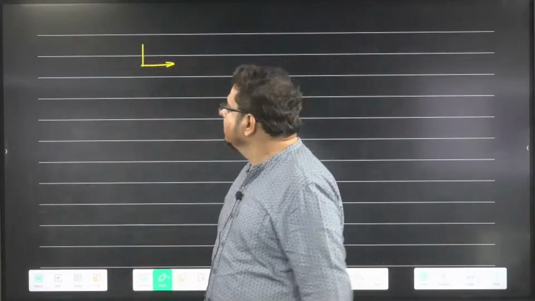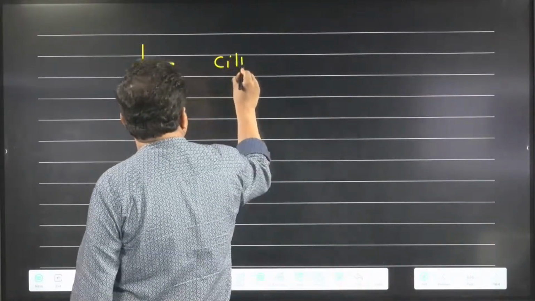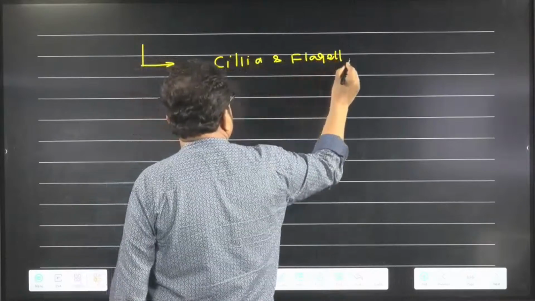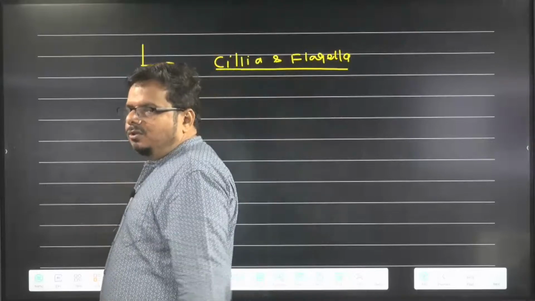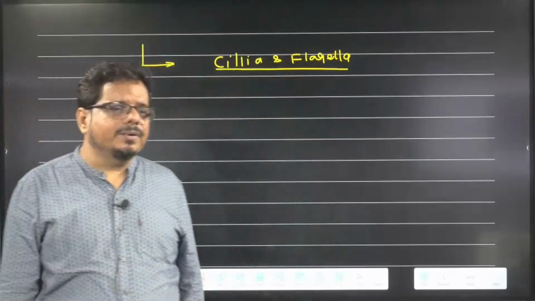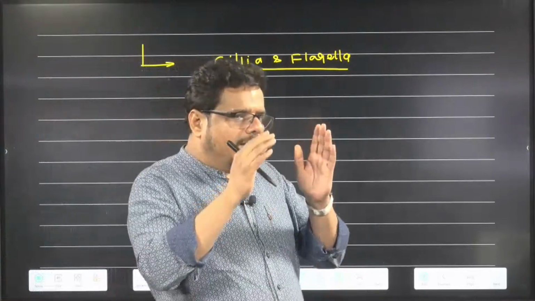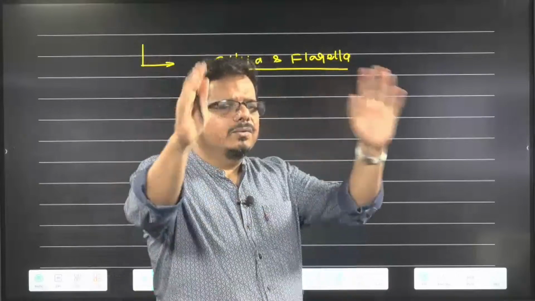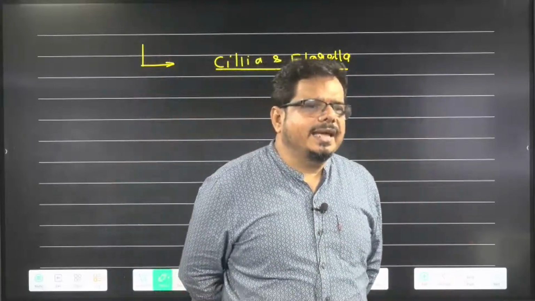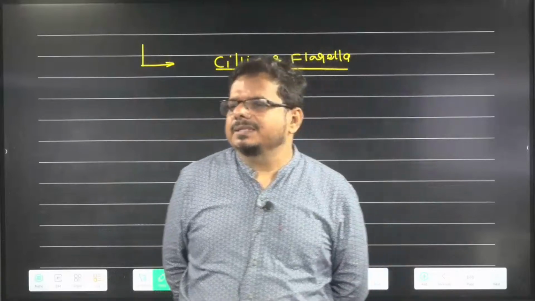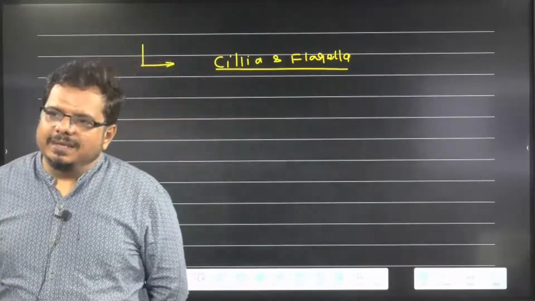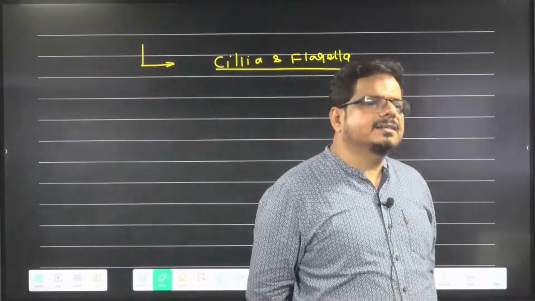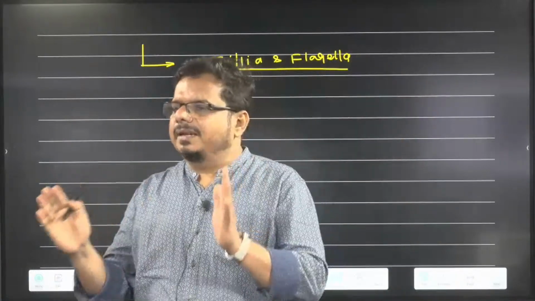But meanwhile, we are starting with cilia and flagella. Cilia and flagella are structures that have different external structure, location, or function, but they have the same ultrastructure. It means cilia and flagella have similarity in their internal structure, but they are different from each other externally.